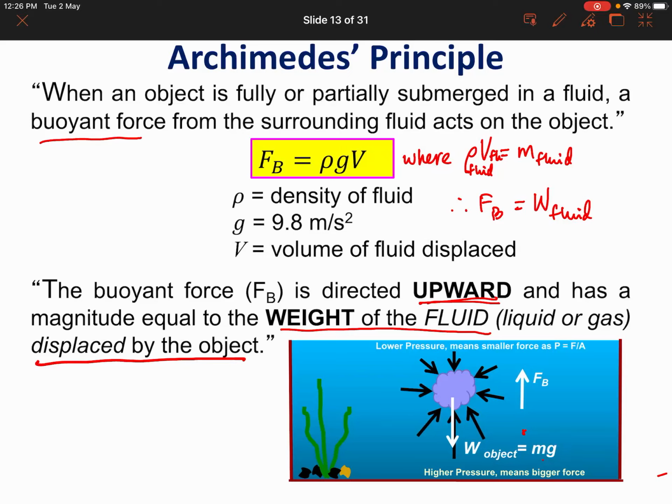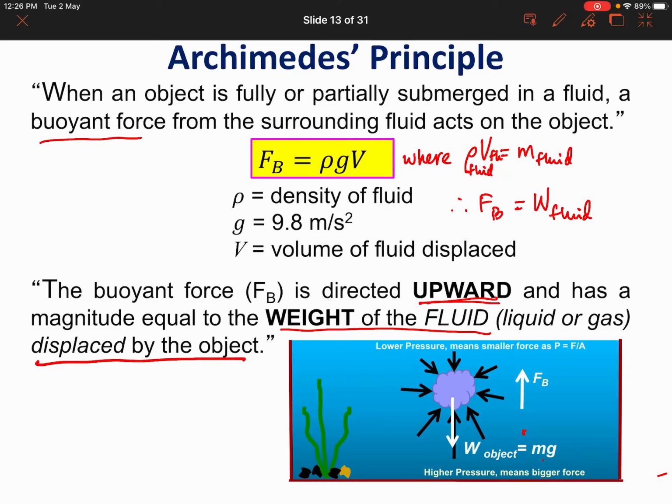So an object that's immersed in fluid will experience two forces. First, the buoyancy force, which is always directed upwards, and you can calculate the buoyancy force using Archimedes' equation here. And the second force that the object feels is the weight force because of its own mass.